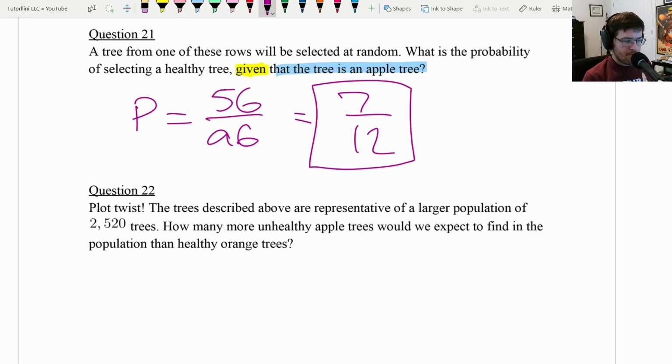Okay, question 22. So to find the expected amount of trees for each of these categories, we're going to do the sample proportion times capital N, the population size. So it doesn't have to be a voting question. You could extrapolate this to any context as long as it's selected at random, representative, anything like that. So we want unhealthy apple trees. So let's see, unhealthy apple, and it's out of the total in the proportion.